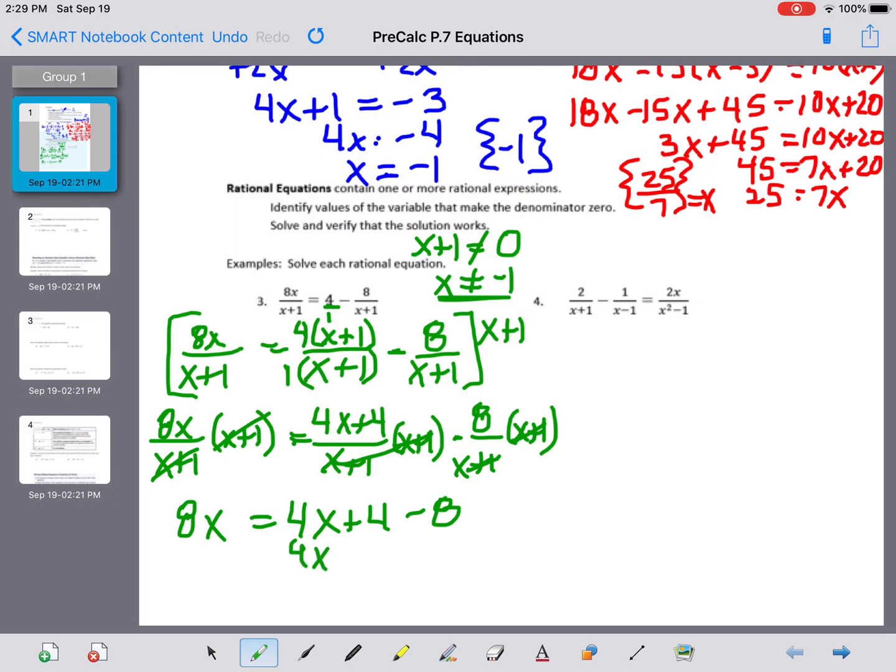On my right side, I get 4x minus 4. I'm going to subtract the 4x and divide by 4, and I get x equals negative 1. Now, my original equation had x plus 1 in the denominator. If I plug in negative 1 there, I'm going to end up with 0 in the denominator. We may never divide by a 0. That is not allowed. And we already made that statement up here that x cannot equal negative 1. So because of that, the answer here is going to be the null set. I do not get a solution to this equation.